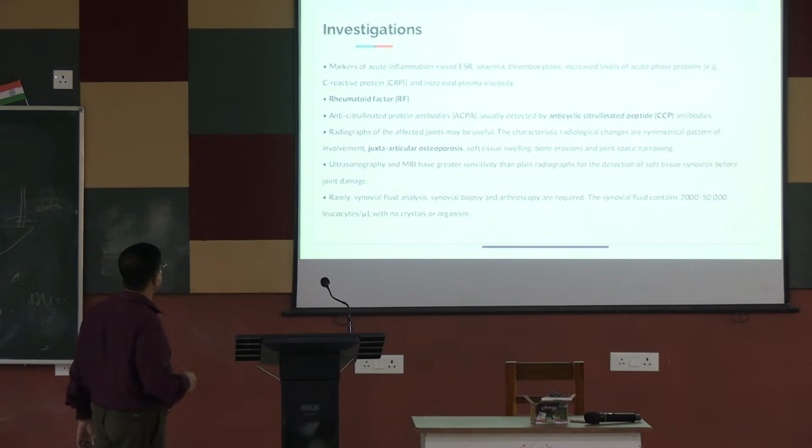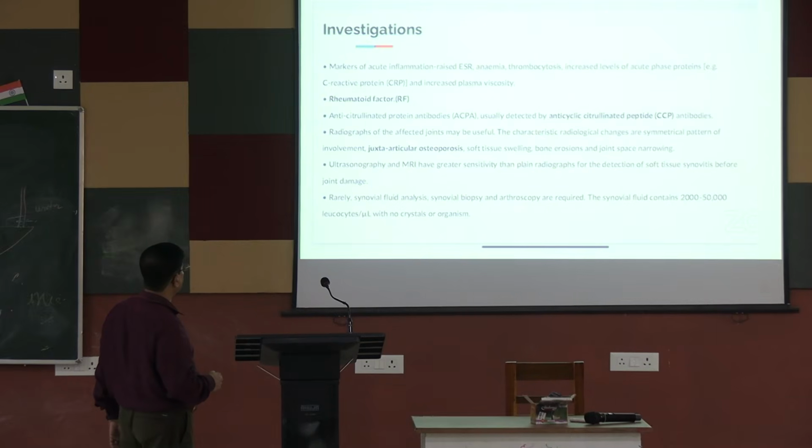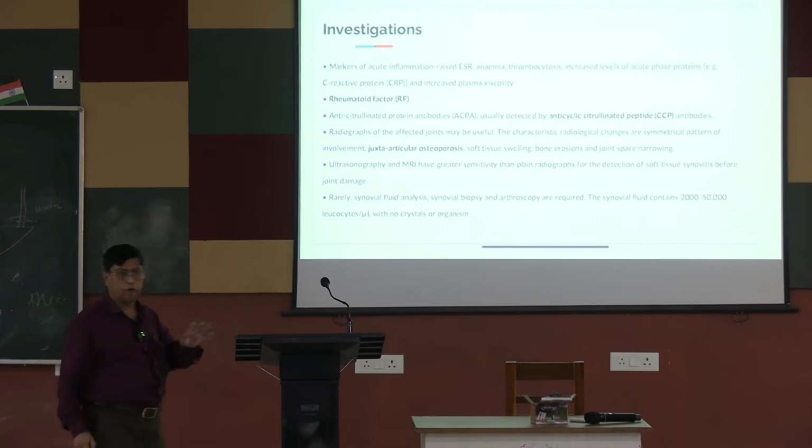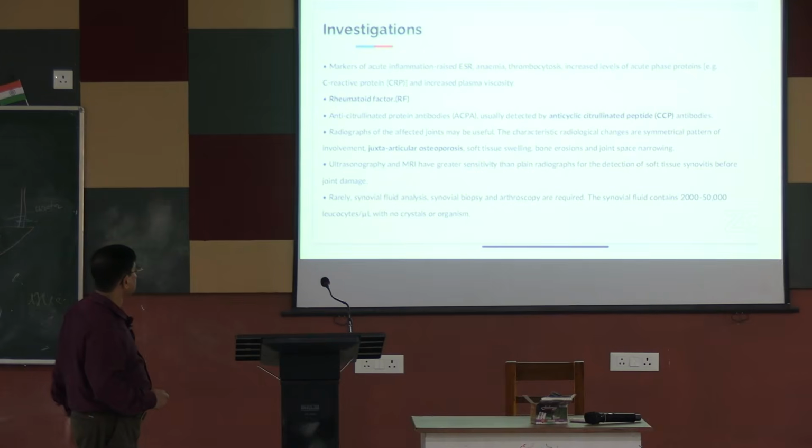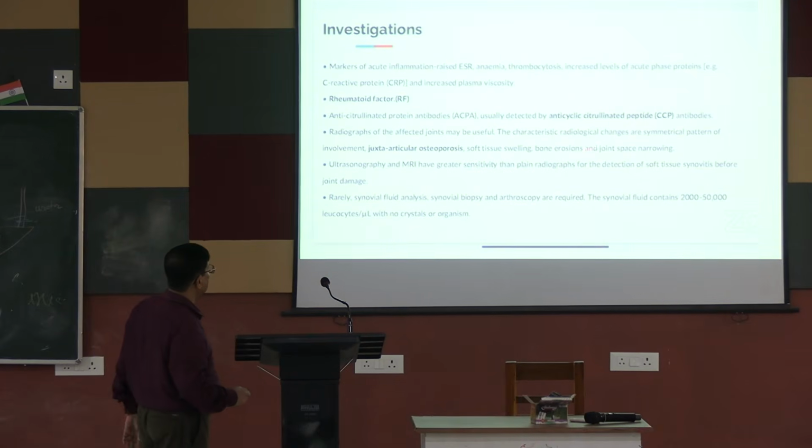Better term is ACPA. Anyway, for the radiograph of the affected joints, you can do an X-ray. What we will find is juxta-articular osteoporosis, a hallmark finding of rheumatoid arthritis. I have one picture, I will show you. There is soft tissue swelling, and bone erosions in the joints. Bone erosion is a hallmark of rheumatoid arthritis. Ultrasonography and MRI give better sensitivity to see the joint swellings. Rarely, synovial fluid analysis and biopsy are sometimes required.